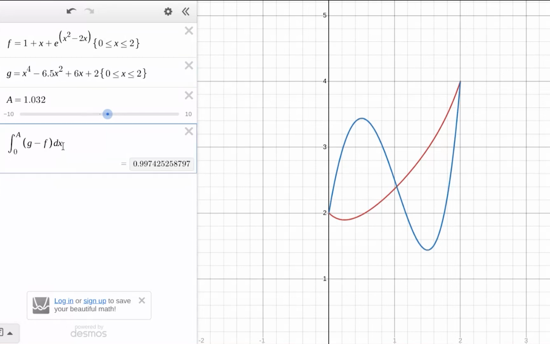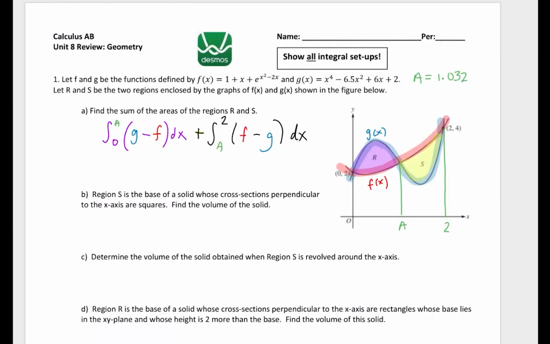Okay, so that's the region R. That's the left-hand region. That's this region over here. And so we're going to add that second region from A to 2, which is the rightmost partition here, of f minus g, because over here f is the top one, f, dx. And there we go, we get 2.004. And that is the sum of both regions.